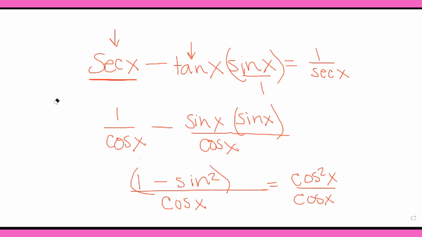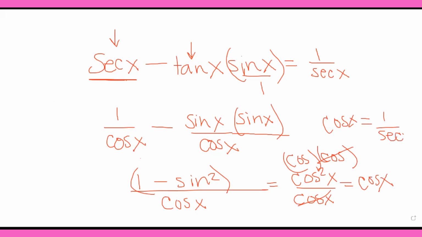I know that cosine squared is the same as cosine times cosine. So one of those cosines would cancel out with the bottom. So I am left with just one cosine x in the top. And we know with our identities, co-sec, cosine goes with secant. So cosine equals 1 over secant. And that was our right-hand side. So we did in fact verify that the left equals the right. So that was one example.